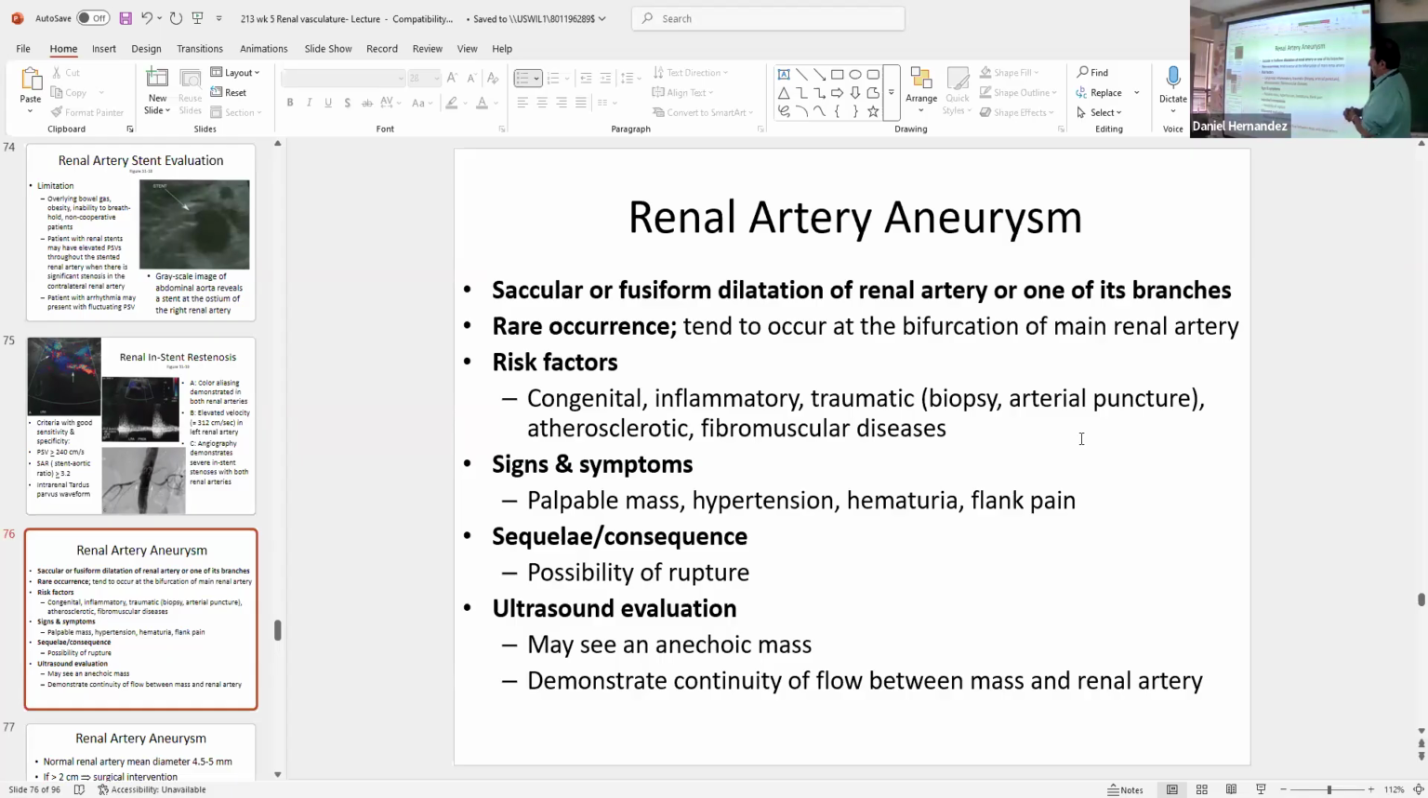Signs and symptoms of a renal artery aneurysm: maybe there's a palpable mass, high blood pressure, hypertension, blood in the urine, flank pain. And then with any aneurysm, we worry about the potential of rupture, being the main complication. We could see it as an anechoic mass on grayscale, and when we put our color on, it would fill with color.